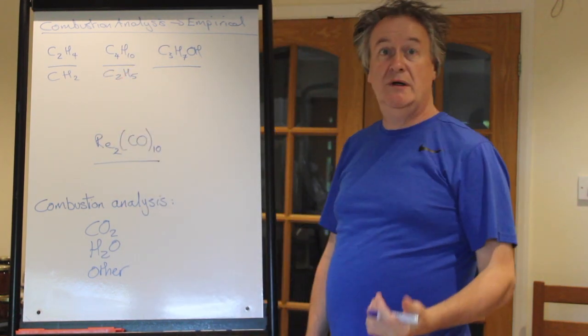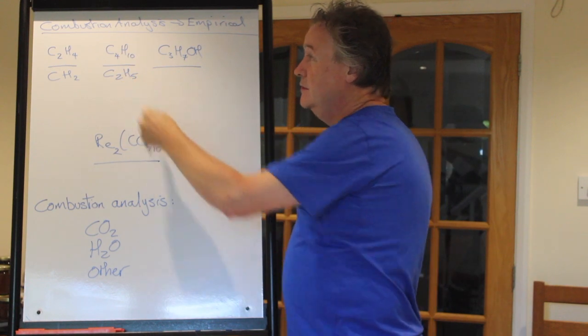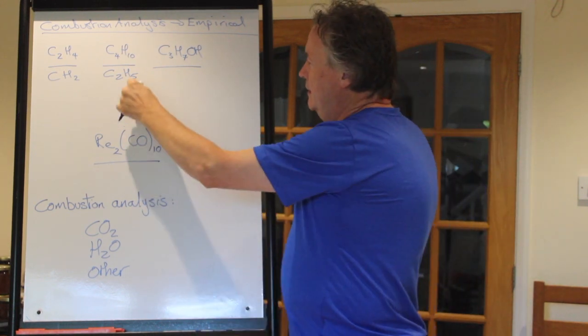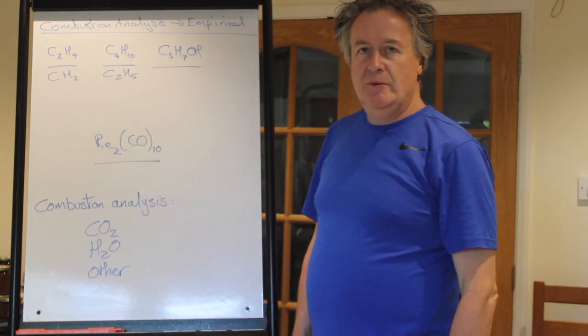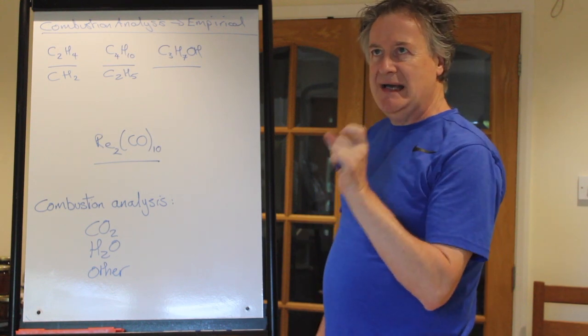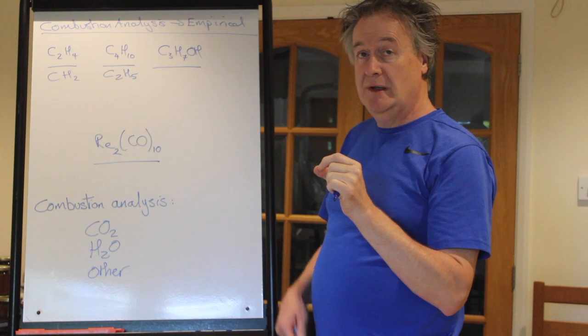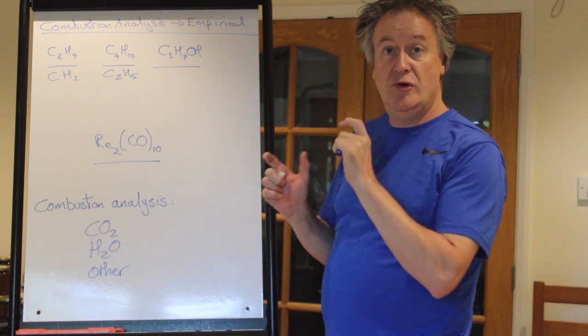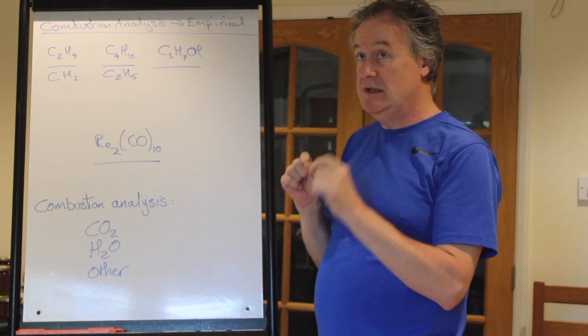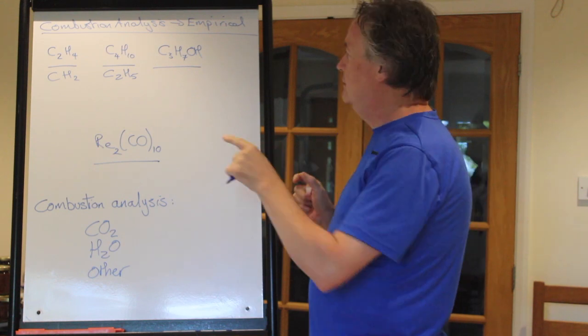Butane, C4H10, both of those numbers divide by 2. C2H5, which reminds you, of course, that empirical formula and molecular formula or compound formula are not necessarily the same, but sometimes they are, but not necessarily.